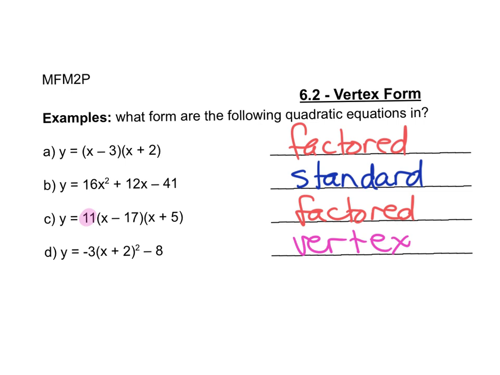B is in standard form. I know that the y-intercept is negative 41, and I know that it points up because the 16 is positive. We've already talked about C, and of course D is in vertex form. I know that the vertex is (negative 2, negative 8), and I know that it opens down because the a value was negative.